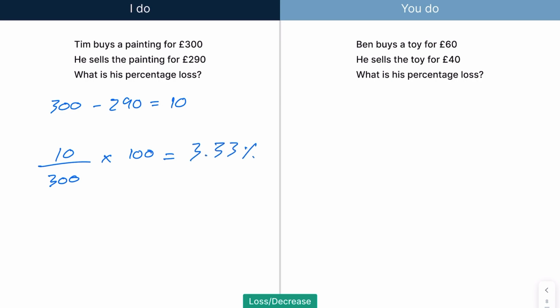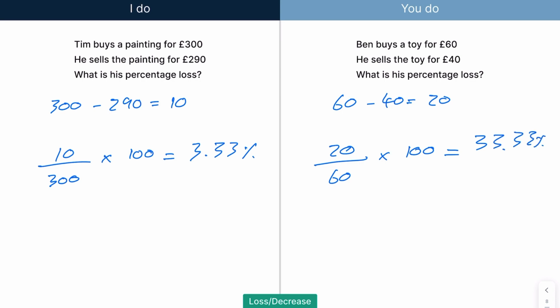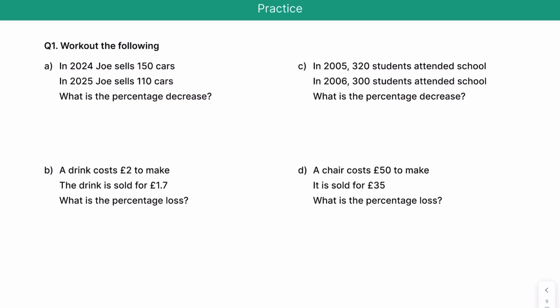And again, hopefully you've pressed pause and had a go here. So I can see immediately he's lost 20. So I do 20 divided by how much did it cost him? So the original amount was 60, times that by 100. So that's just going to be 20 over 60 times that by 100, and that gives you 33.33%. So here's some practice questions. Press pause and have a go. Here are the answers, mark your work.